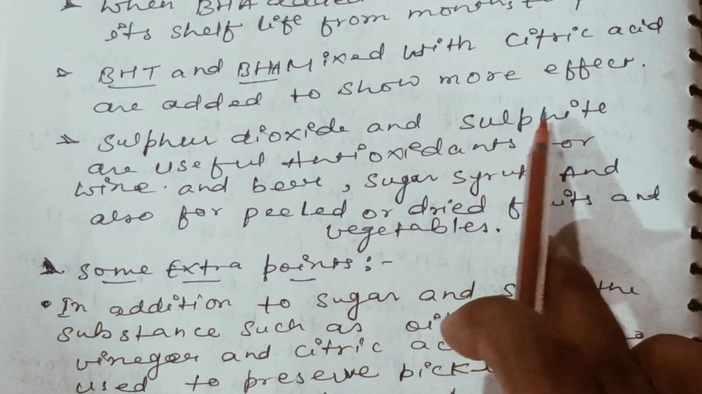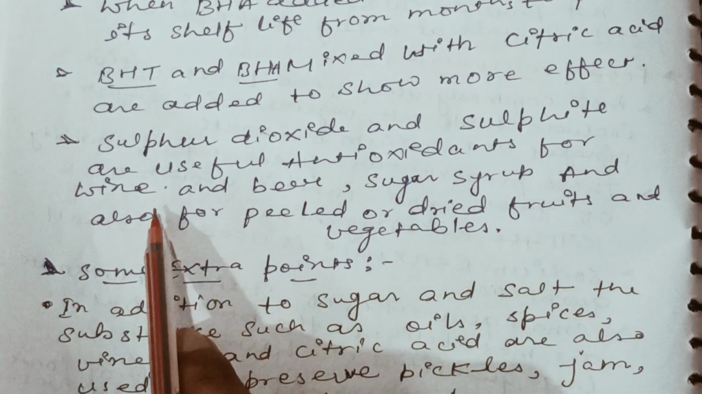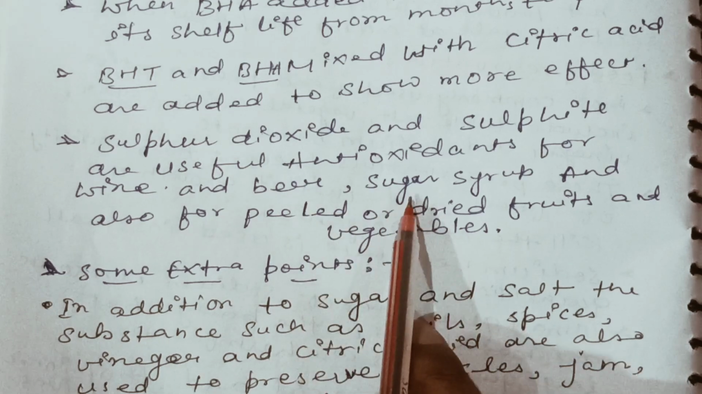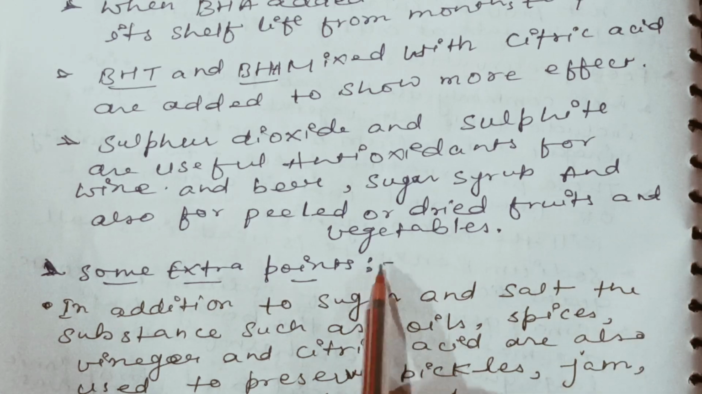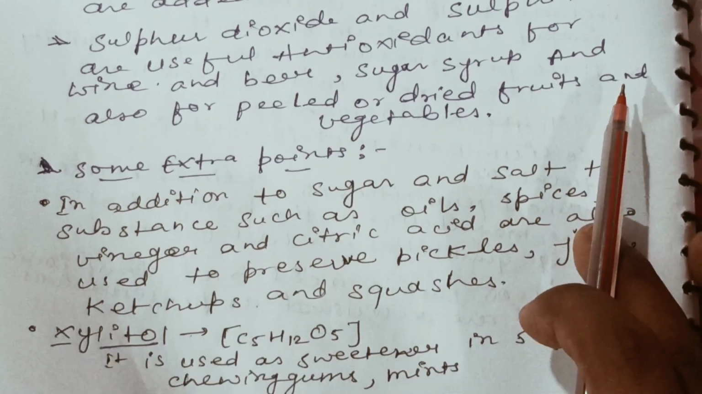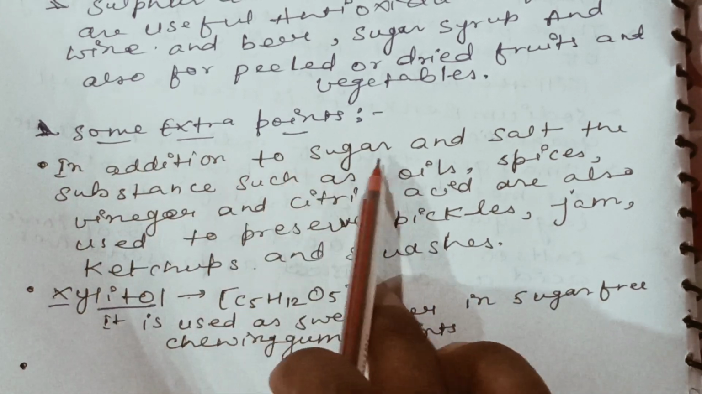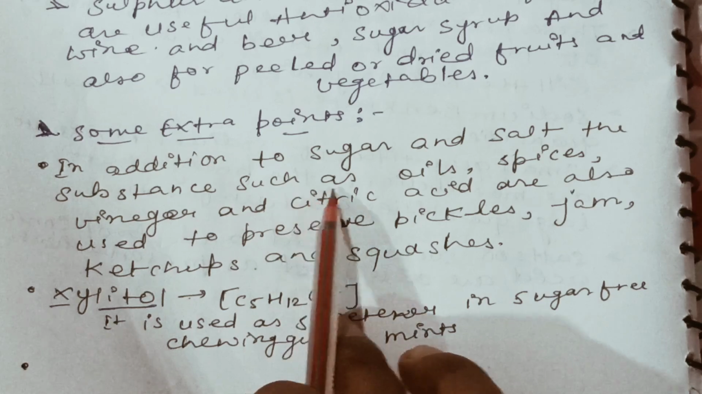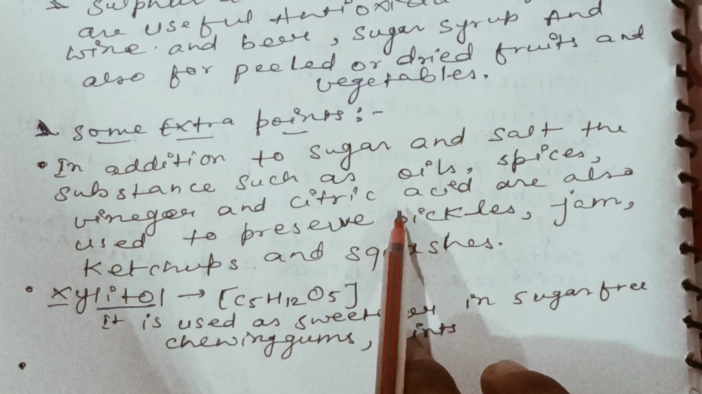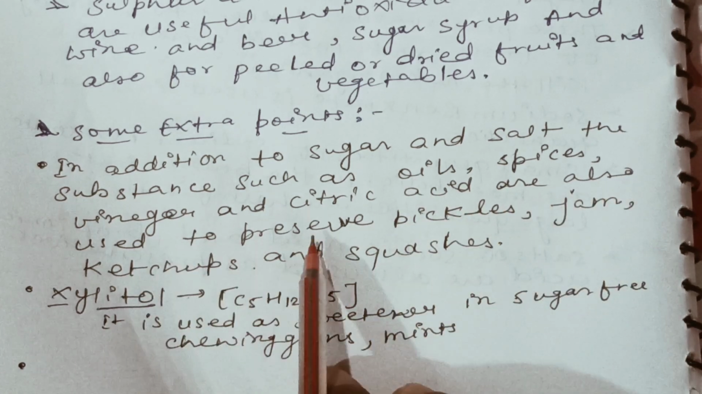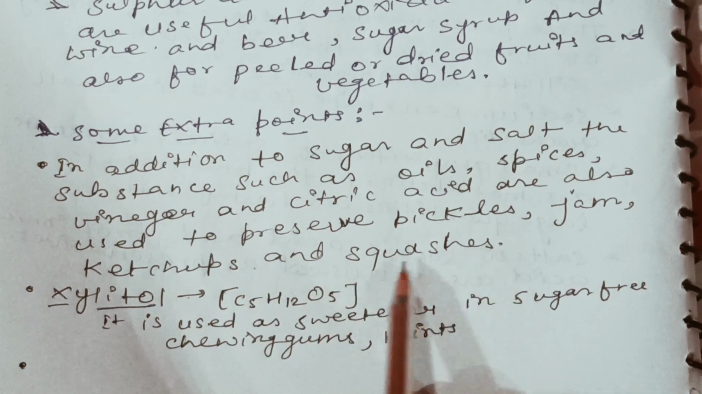Sulfur dioxide and sulfite are useful antioxidants for wine and beer, sugar syrup, and also for peeled or dried fruits and vegetables. Some extra points: in addition to sugar and salt, substances such as oils, spices, vinegar, and citric acid are also used to preserve pickles, jam, ketchups, and squashes.